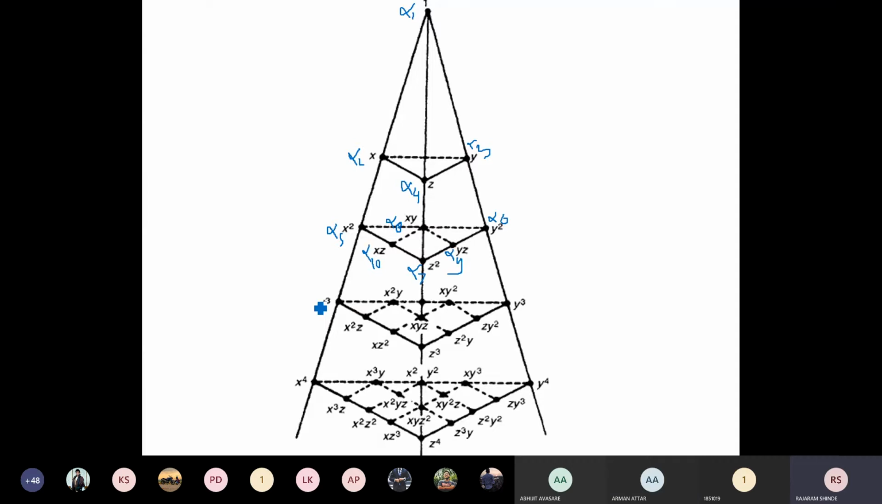Now for cubic, here it is alpha 11, here it is alpha 12, here it is alpha 13, next alpha 14, next alpha 15, alpha 16, next alpha 17, alpha 18, alpha 19, and at the middle it is alpha 20.